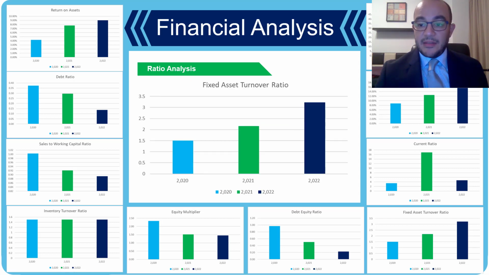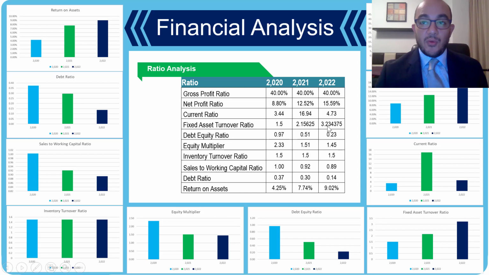The fixed assets turnover ratio is the fixed assets over sales. We can see it is 1.5, 2.1, 3.2, always more than 1, which means the fixed assets are greater than the sales, which is good.